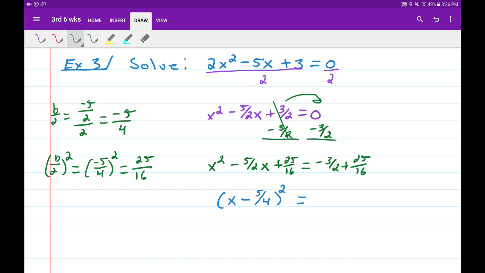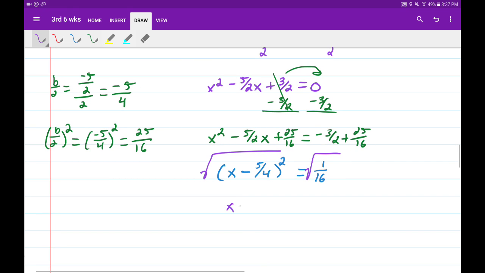Okay, so then we got to combine negative 3 halves plus 25 over 16. So if I just get a common denominator, which is 16, we're basically going to get negative 24 over 16 plus 25 over 16, and you're going to get 1 over 16. All right, so now go to our next step, and we're going to square root both sides.